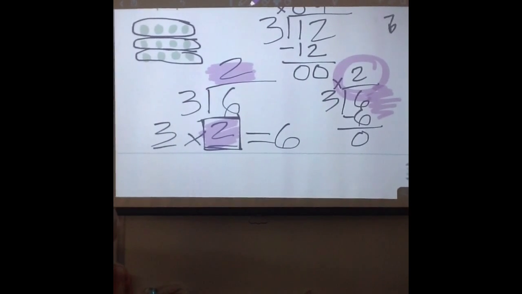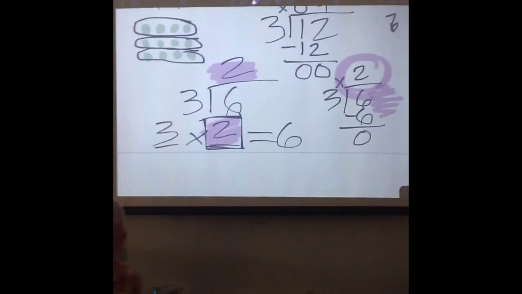Okay? All right, I hope that this helps you understand division and multiplication a little more. So, as I always say, I love math.